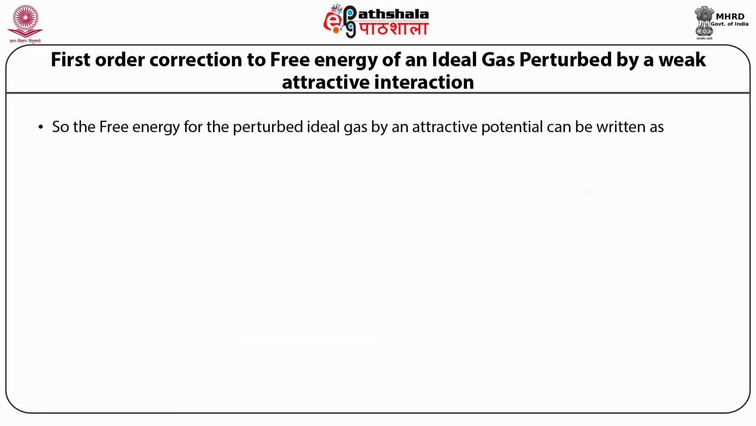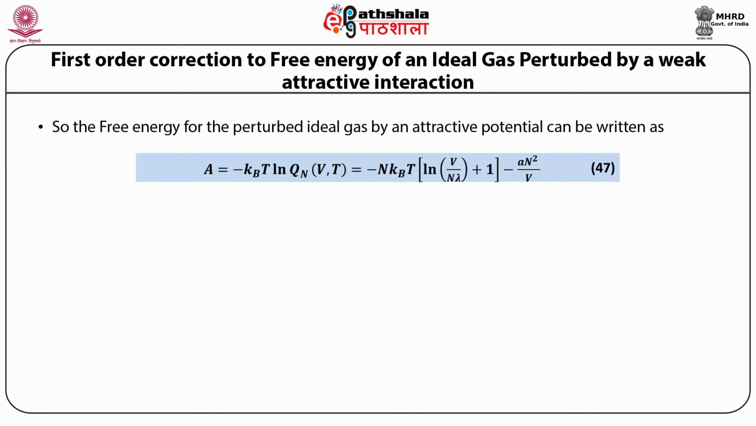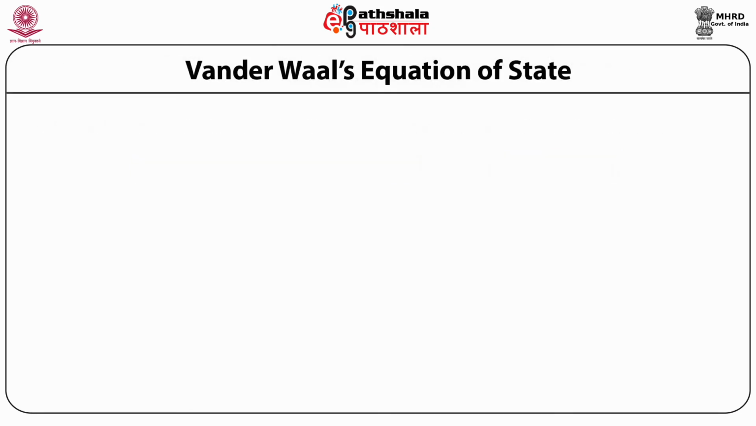So, the free energy of the ideal gas perturbed by an attractive potential can be written as A is equal to minus Boltzmann constant kB multiplied by temperature T log of Qn as a function of V and T, which is equal to minus n kBT log of V upon n lambda, plus 1, minus a n squared upon V. Van der Waals equation of state.